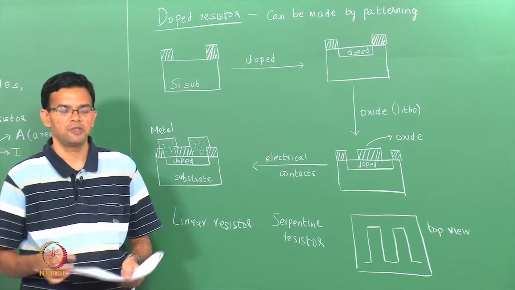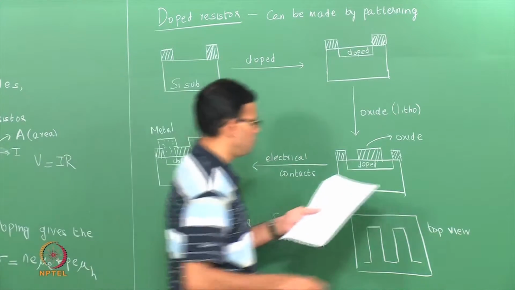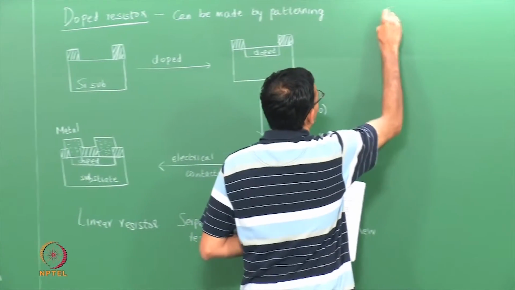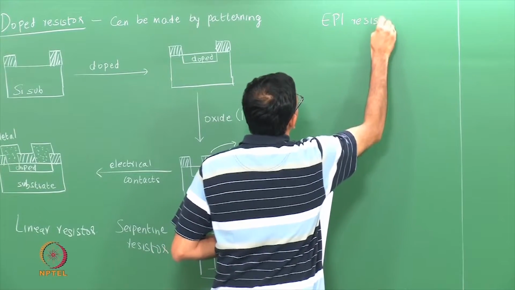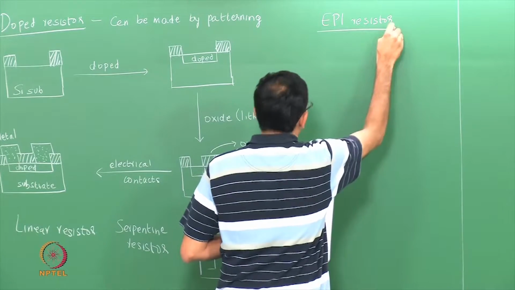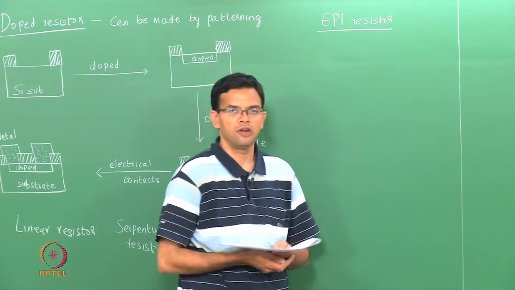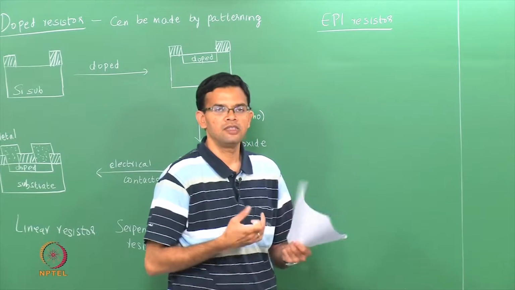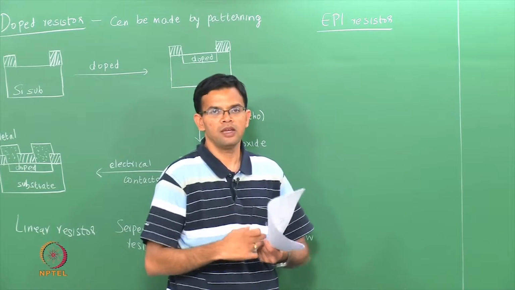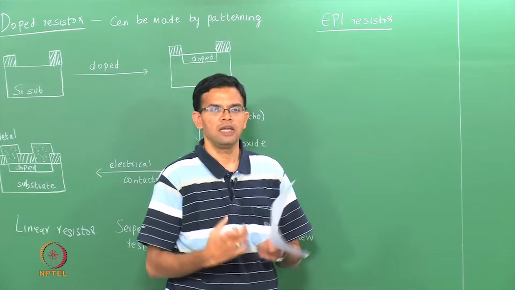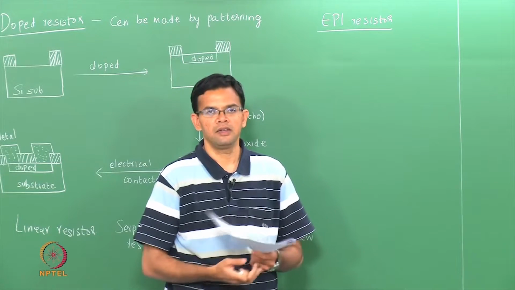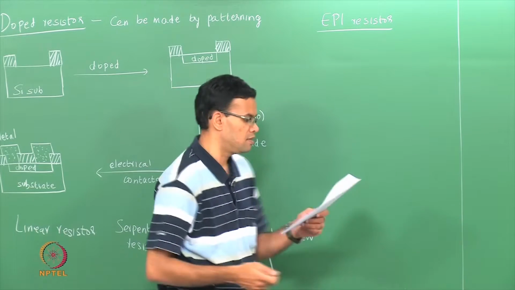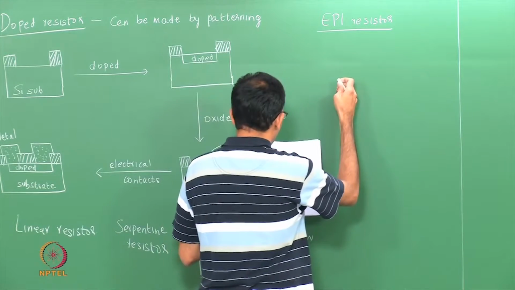There are other types of resistors as well. One of them is called an epi resistor. Epi is short for epitaxial. So, in this case, instead of doping a certain region, you isolate a certain region from the wafer, and that isolated region acts as a resistor. So, I can draw the final diagram.